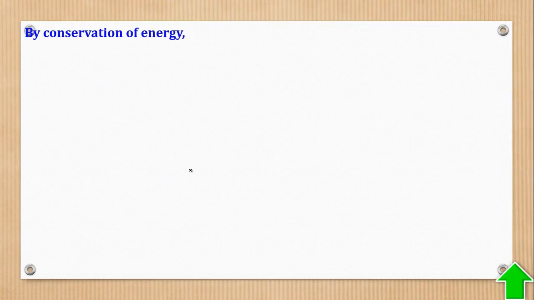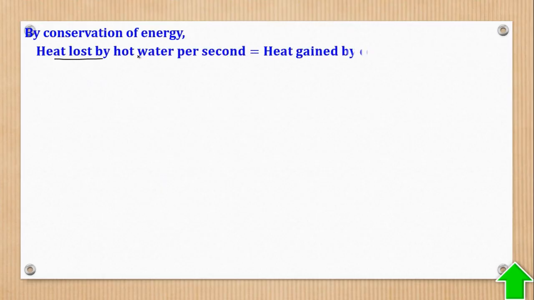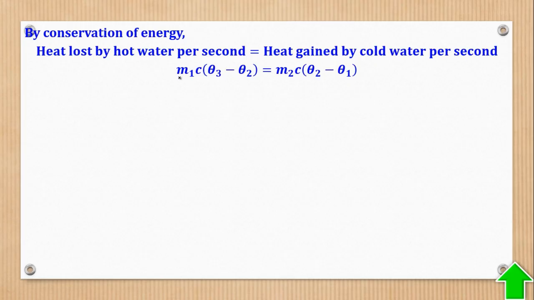So you say that by conservation of energy, heat lost by hot water per second is equal to heat gained by cold water per second. Therefore, you substitute: heat loss will be MC change in temperature, and also here MC change in temperature. So M1 was for the mass of hot water, C was the specific heat capacity of water, that's why you see they're the same. Then change in temperature for hot water, change in temperature for cold water. And M2 is the mass of cold water.